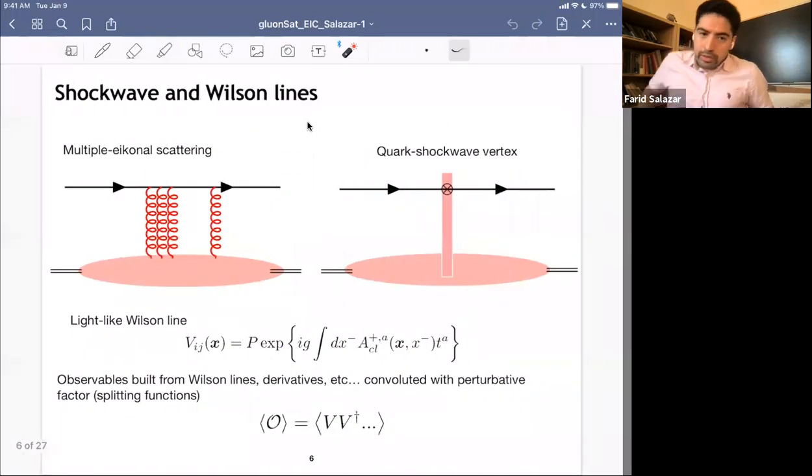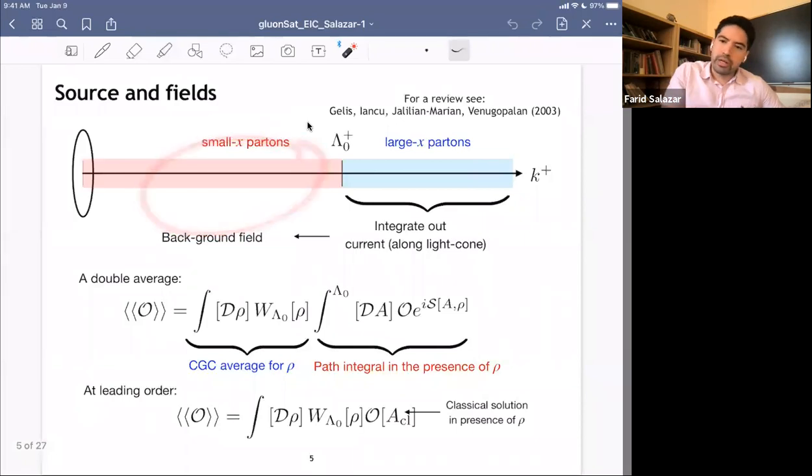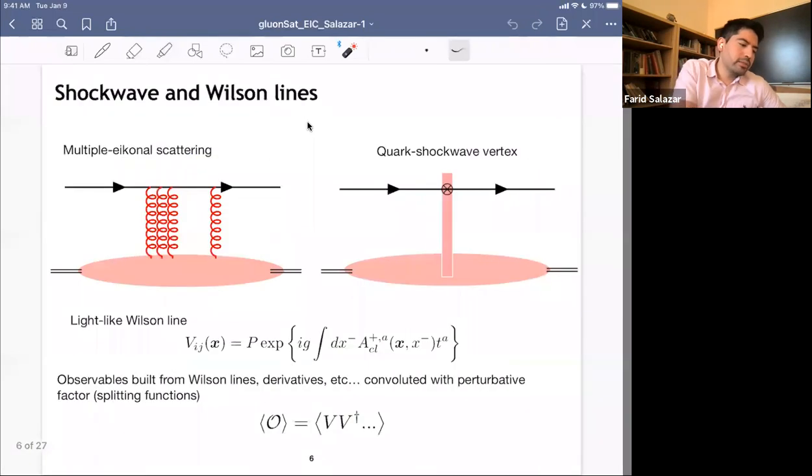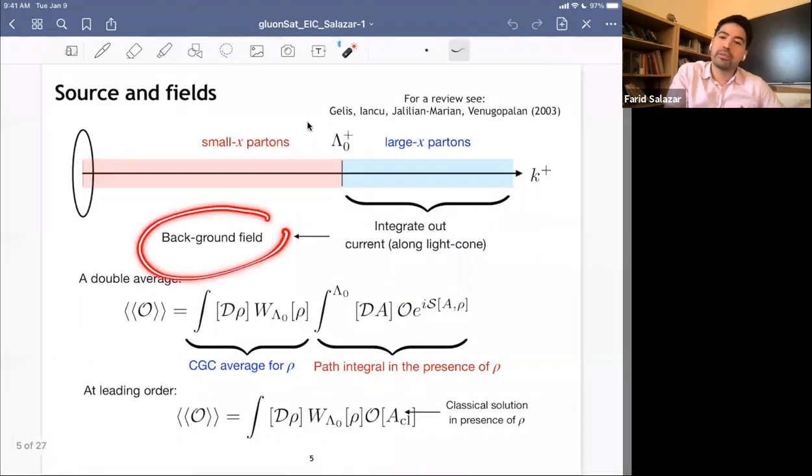Now, another thing you will see a lot is these Wilson lines, and you will see things like multiple scattering, and you will read things about shockwave. And so what does this mean? So now we want to probe this physics. We want to probe these small x partons. So the simplest thing you can do is send, let's say, a quark. And when you send that quark, it's going to multiply scatter from this background field, which to lowest order is just a classical solution.